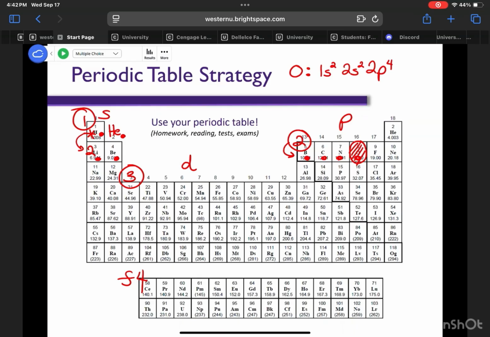We can use our quantum number rules. You might have different tricks for filling and writing out electron configurations, but learning how to use your periodic table comes in really handy because you always have your periodic table.